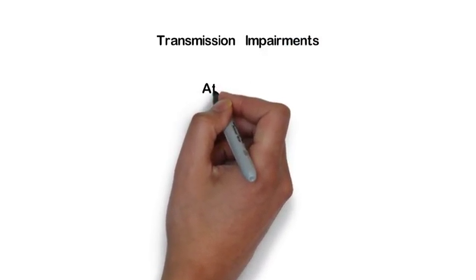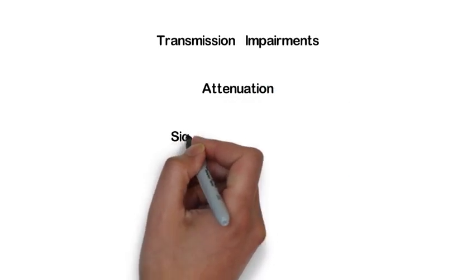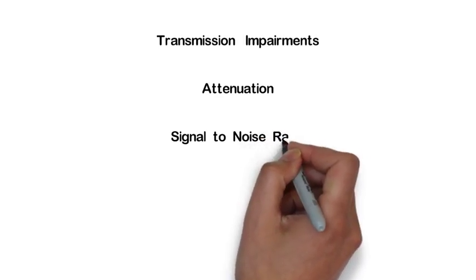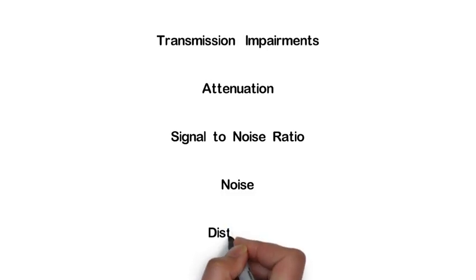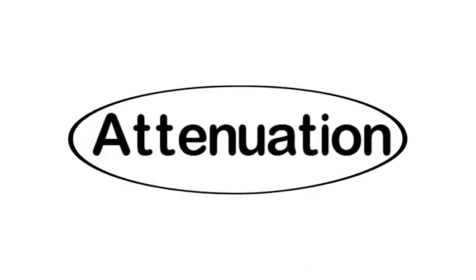Let us have a look at various transmission impairments which we come across in the telecom scenario. This slide shows some transmission impairments like attenuation, signal to noise ratio, noise and distortion. One by one we will discuss each impairment.